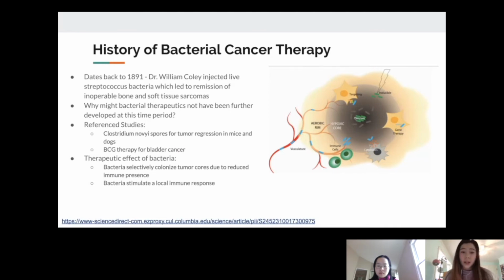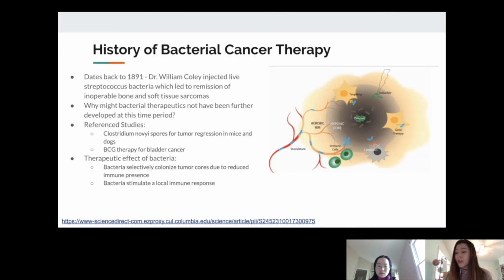So from these studies that we've talked about, they were able to deduce some of the therapeutic effects of bacteria. And there are two main therapeutic effects. So first, bacteria can selectively colonize tumor tissues due to their reduced immune response. This is pretty straightforward. The second effect of bacteria is that accumulation of these bacteria within the tumor combats the cancer cells in that tumor through competing with the cells for resources, secreting toxins, and stimulating an immune response.